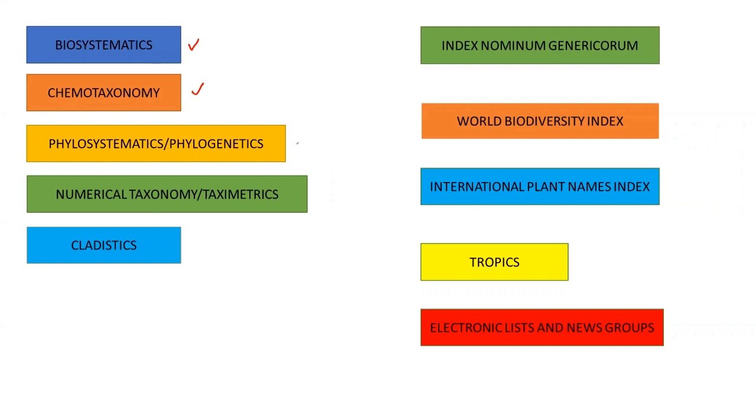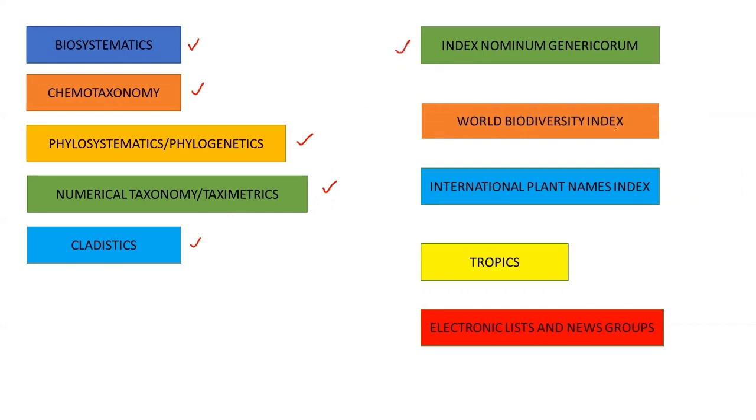Then phylosystematics or phylogenetics. Then numerical taxonomy. What are taximetrics and cladistics techniques? That you should know. That is the basic thing that may be asked in tomorrow's exam. Then you should know about the latest taxonomical tools, or the computer aided tools that are present in today's world, and that is Index Nominum Genericorum. You should know what it is.